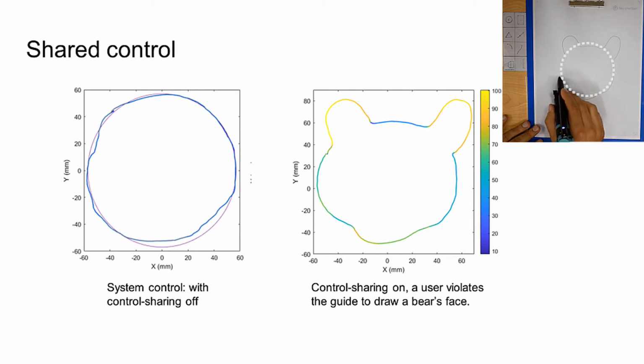As you can see, the left circle shows how a phasking pen guides the user to draw a circle, and on the right, the user can use the shared control to violate the guides. The color coding shows the pressure profile, where the blue means the phasking pen takes the control and yellow means the user takes control.